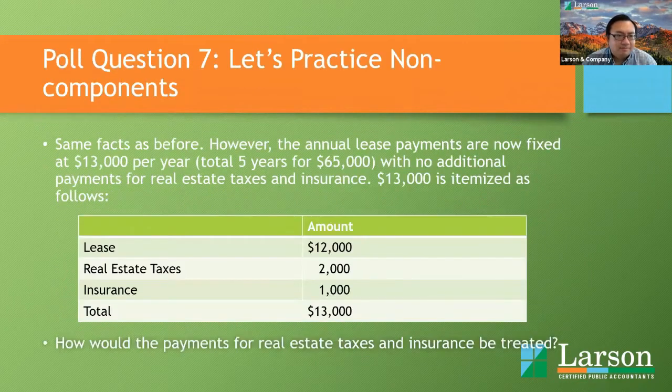So here's another question, same facts as before. Annual lease payments are now fixed at $13,000 per year. No additional payments for real estate taxes and insurance, but the $13,000 is itemized as follows. So $13,000 includes the real estate taxes and insurance. And so in this situation, we changed it from variable to fixed. So how would the payments for real estate taxes and insurance be treated?